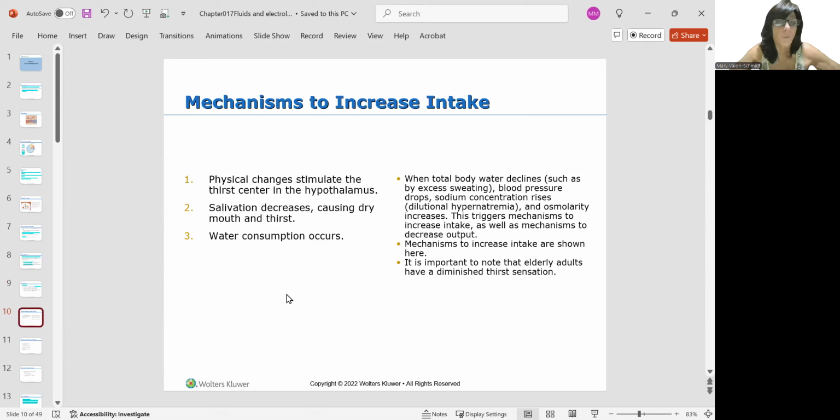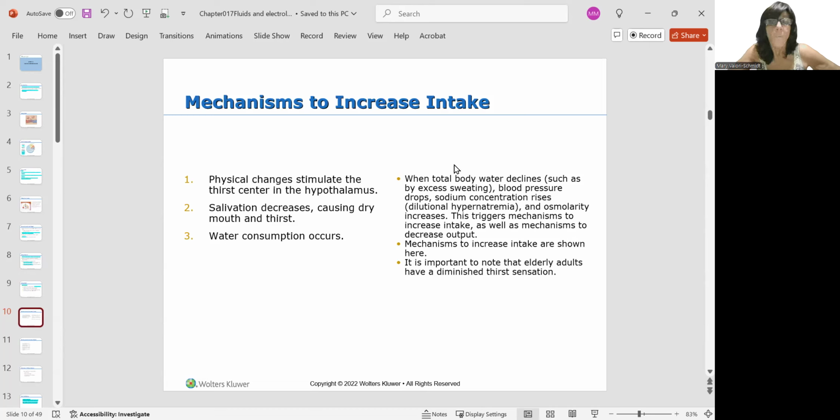How do we increase fluid intake? What mechanisms do we have? Well, we're outside working, we're sweating. Physical changes stimulate the thirst center in the hypothalamus. Your mouth gets dry, you're thirsty, you drink some water. All right? There's this whole thing that goes on with these different mechanisms. The body's amazing in what it can do.